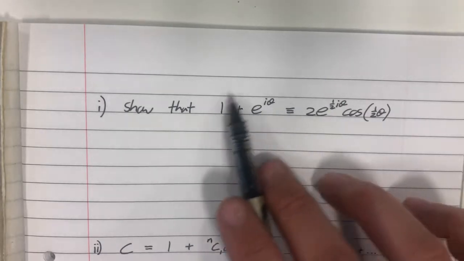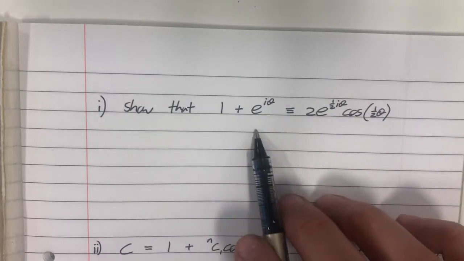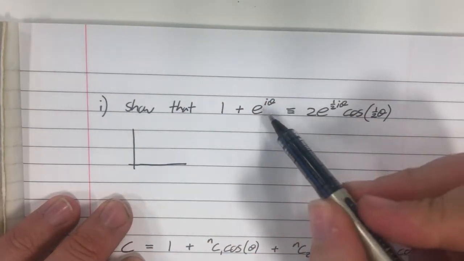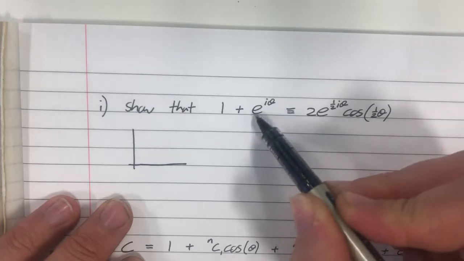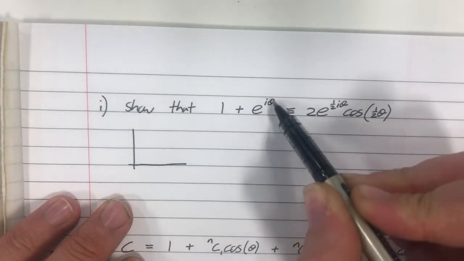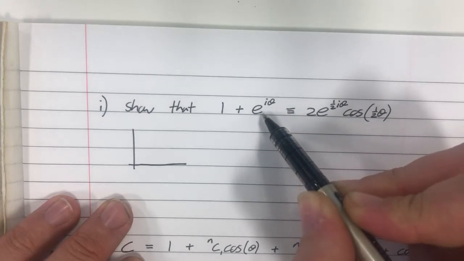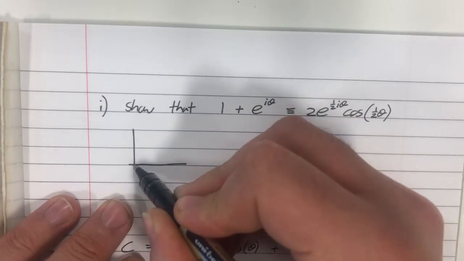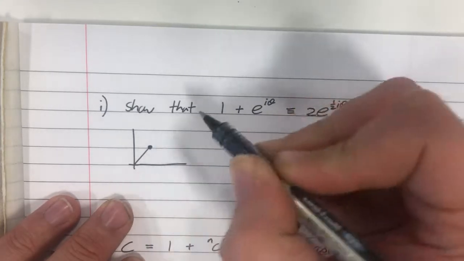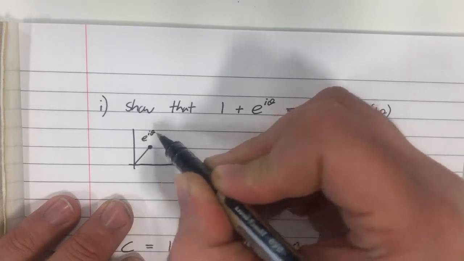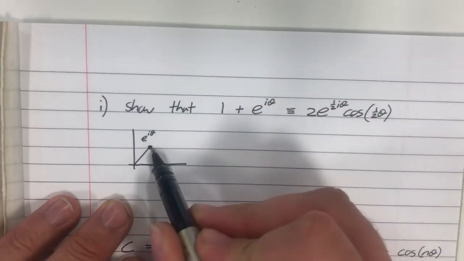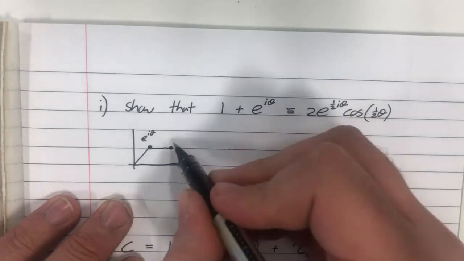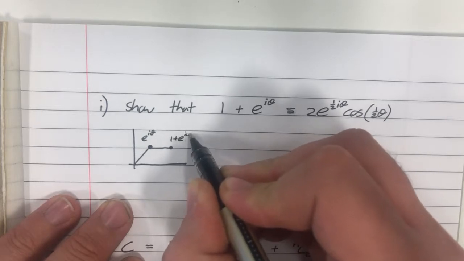So what I'm going to do is just look at this complex number, 1 plus e to the i theta. I'm just going to draw a quick little Argand diagram here. e to the i theta is a general complex number with modulus 1 and argument theta. So it's going to lie somewhere on the unit circle, and I'm just going to put it there for argument's sake. So that's e to the i theta. I'm now going to add 1 to that, which means it's going to move across here by 1, and that is now the complex number I'm interested in, 1 plus e to the i theta.